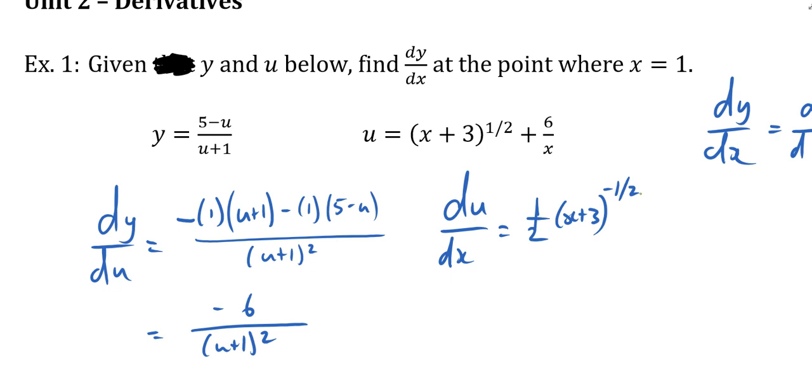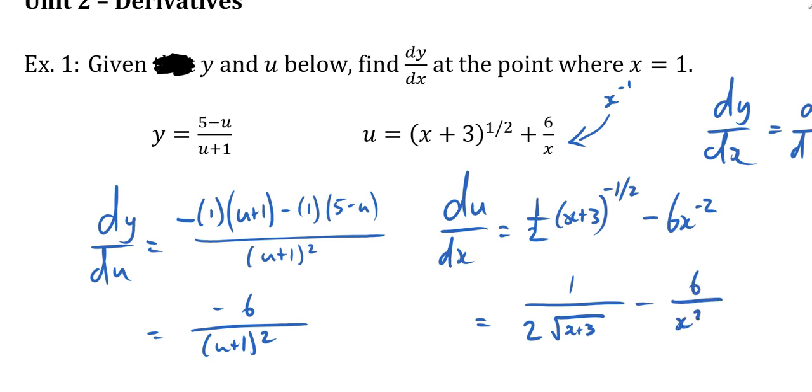I'm going to do the same thing with the second part. That's 6 x to the -1. So I multiply by, right, this is x to the -1, send tight. So I'm going to multiply by -1, -6x to the -2. Which equals 1 over 2 root x plus 3 minus 6 over x squared.